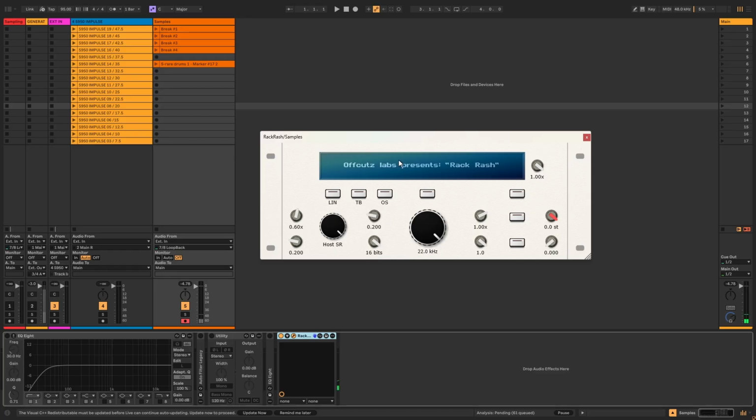Obviously we've got bit reduction as well. 16 to 8 bits goes through, usually I keep it at around 12-13 bits. And we've got a saturation knob over here. Several modes of saturation, oversampling. I mean, oversampling will most probably be gone. We don't care about Nyquist, we don't care about saturations.